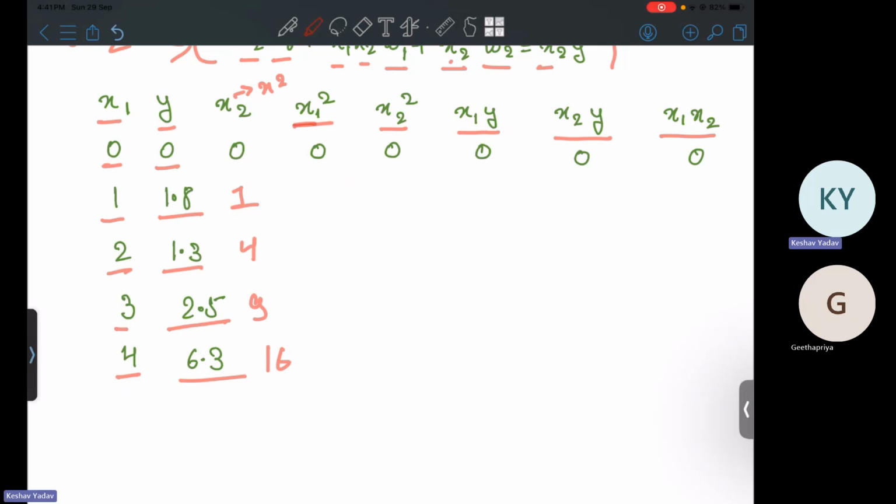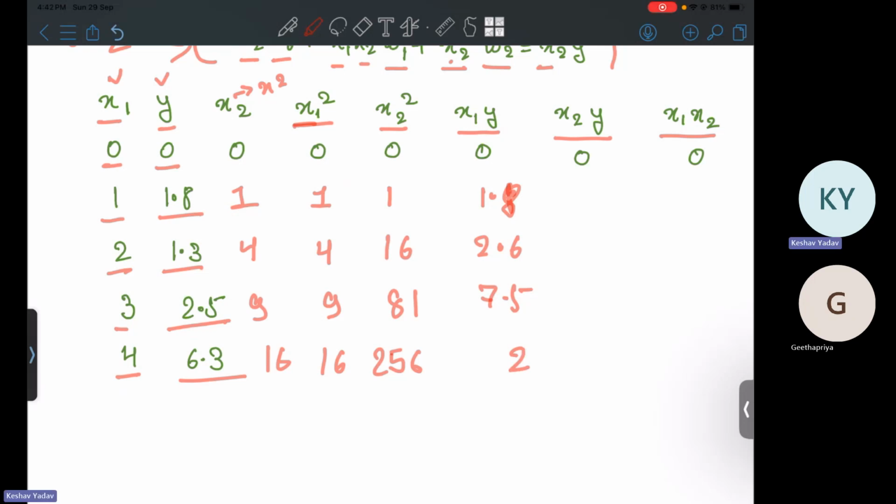So if we do here x1 square, that will be equal to 1, 4, 9, 16. This will be equal to 1, 16, 51, and this will be equal to what? 256, I guess. Now I need to find the multiplication of this term and this term. So this will be equal to 0, 1.8, 1.8, 2.6, 7.5, 2.